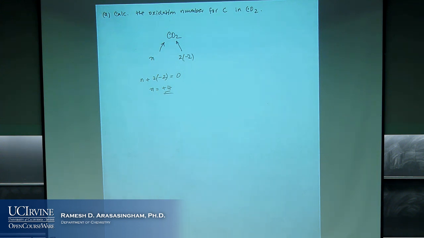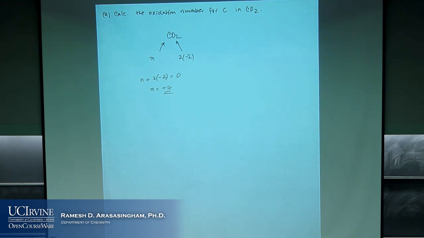We always assign oxidation numbers per one atom, all right? So we know that even though there are 2 oxygens there, each oxygen individually has an oxidation number of -2, and because you have 2 of those, we're going to multiply it by 2, okay?